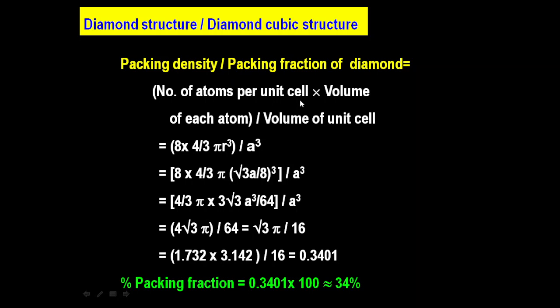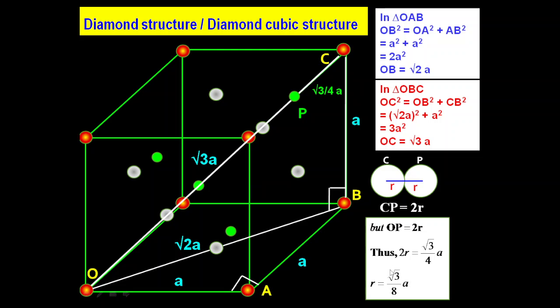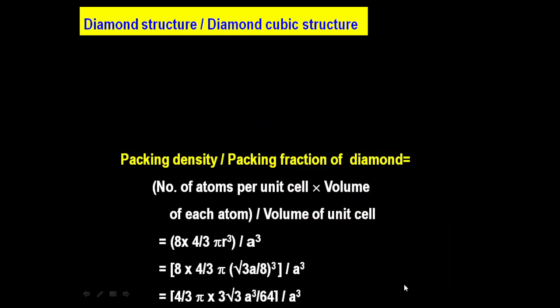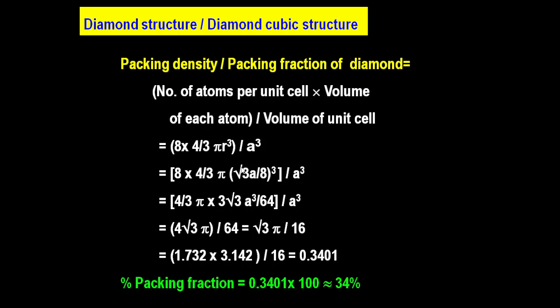Packing fraction is the number of atoms per unit cell into the volume of each atom, divided by the volume of the unit cell. The number of atoms per unit cell for the diamond structure is 8, into the volume of each atom. An atom is spherical, so the volume is 4/3 pi r cube. The side of the unit cell is a equal to b equal to c, so the volume of the unit cell is a cube. So 8 into 4/3 into pi, but R is root 3 a divided by 8, the relation I just established. In place of R, I put root 3 into a divided by 8, cubed, divided by a cube.